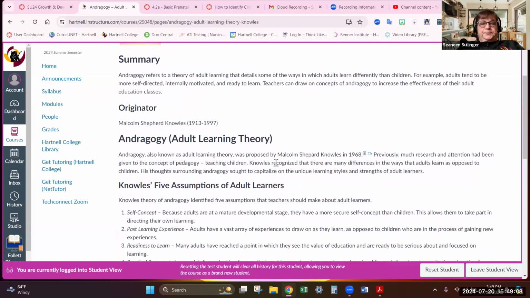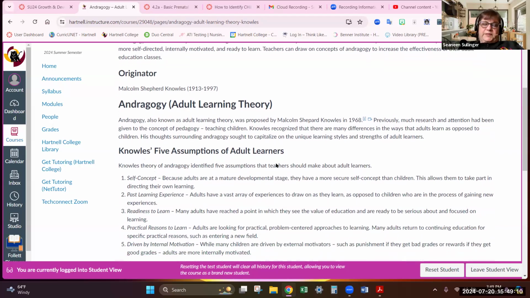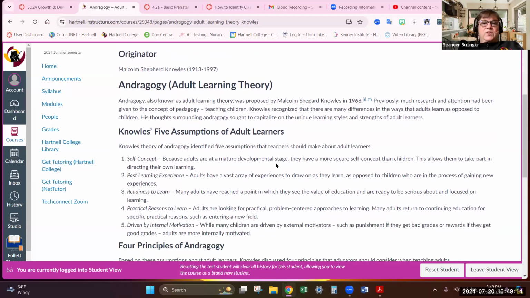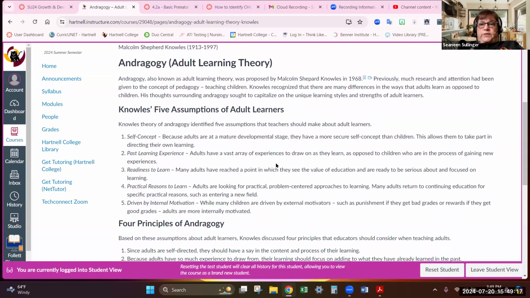So that's what Knowles basically did, is talk about the difference between teaching children and teaching adults. So five assumptions that we as teachers and educators should make about you as an adult learner is that because you are an adult, you have a more secure self-concept. Hopefully you've gone through adolescence and early adulthood, or at least adolescence. And so you have a sense of self and what you want to accomplish. And so you are able to take part in and direct your own learning.